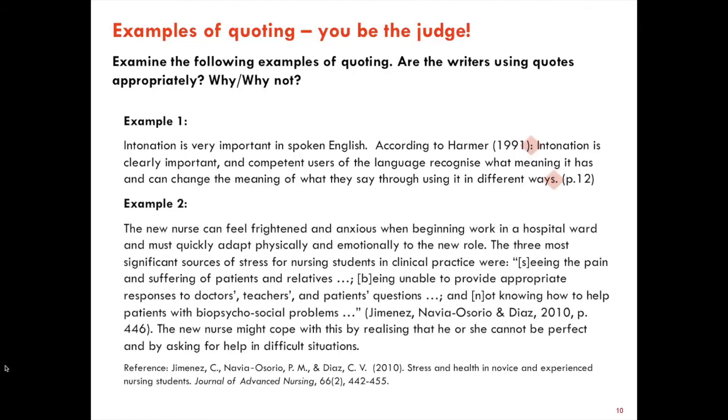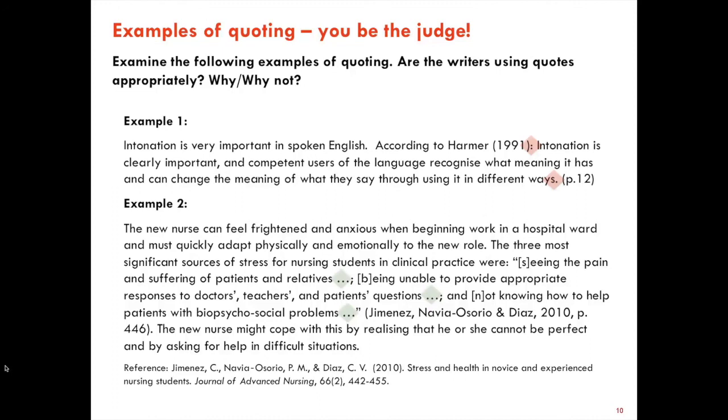Example 2 is a good example of using a quotation appropriately, as the writer is using the exact words to strengthen their own argument. This example contains less usual elements, such as ellipsis, indicated by the 3 dots. The ellipsis points mean that some words, or in longer extracts, sentences, have been omitted.